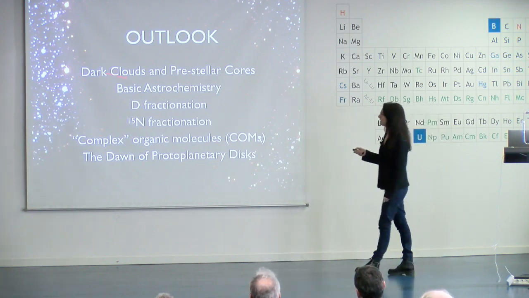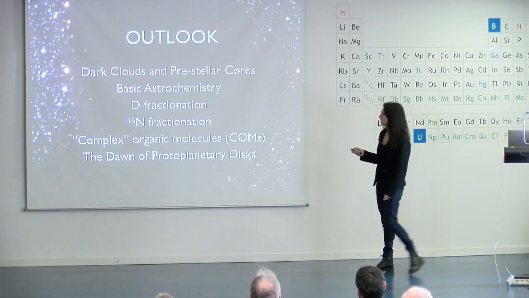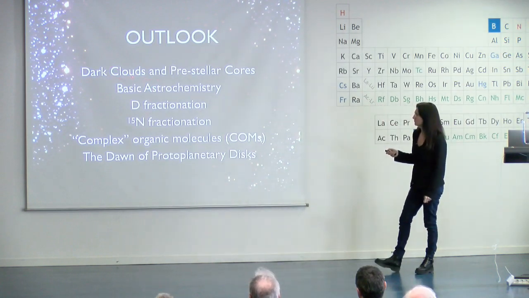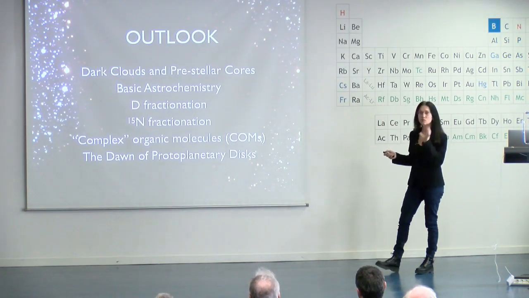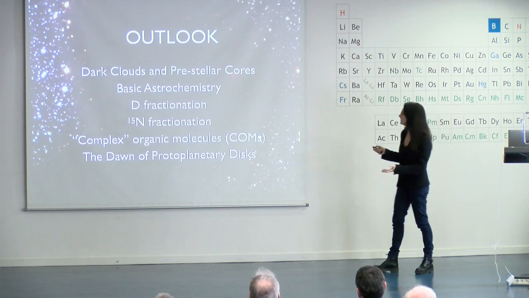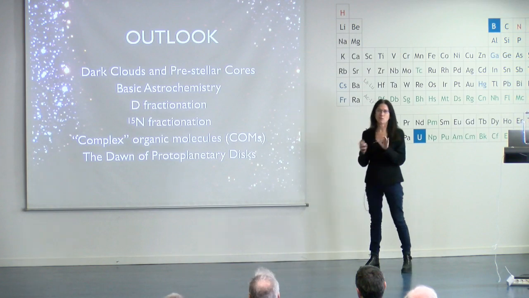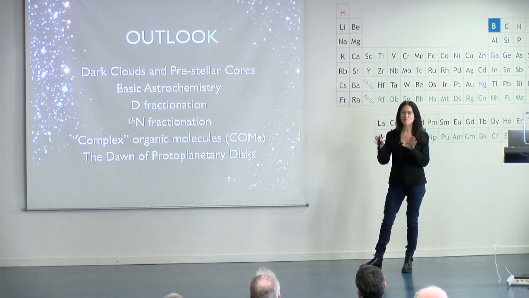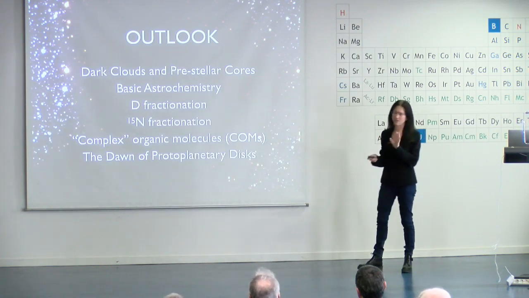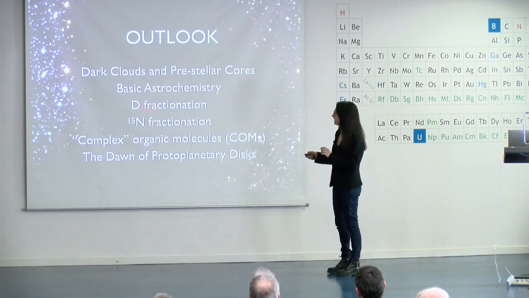So we will start, now I will accelerate a little bit. We will start from dark clouds and prestellar cores. I will define what these are. Some basic, like 101 astrochemistry, so then everybody can follow me later on. I mean, it's really easy, nothing complicated.